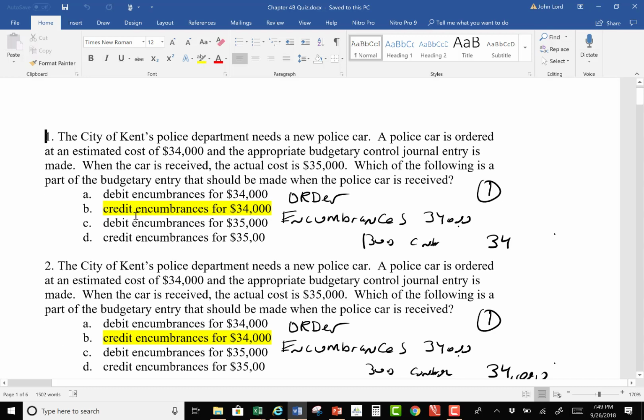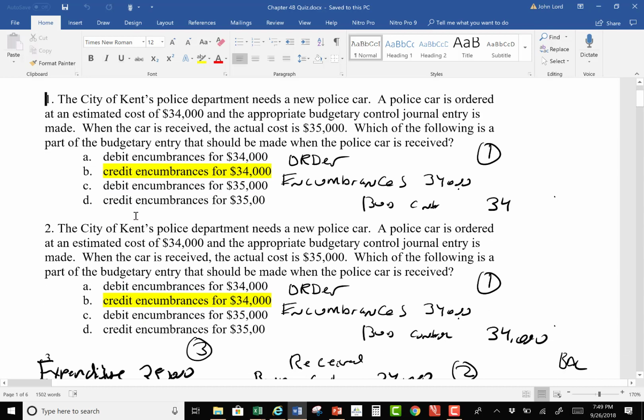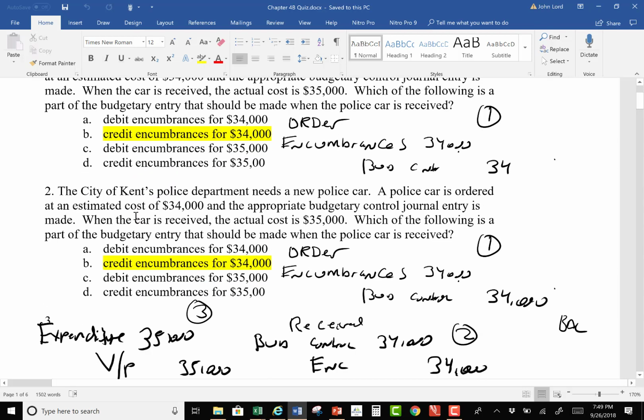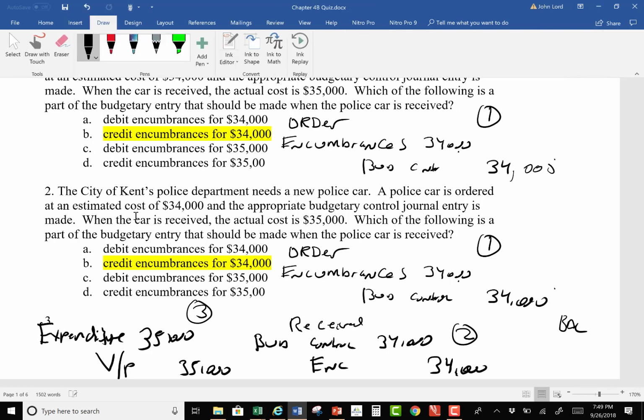Okay, now both of these questions are exactly the same. I just screwed up and I put the same question twice. So let's just look at 1 and 2, the steps. First, you order the thing, you debit encumbrance, you credit budgetary control for $34,000, and somehow I lost my zeros over there. Okay, $34,000. Sometimes they do weird things with these. Okay, then what?